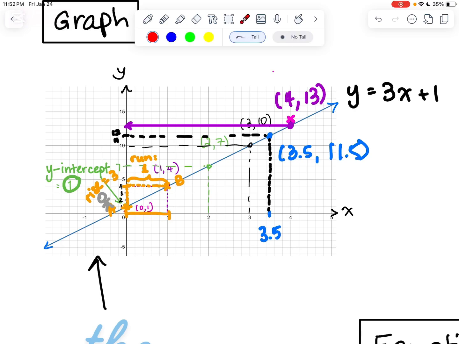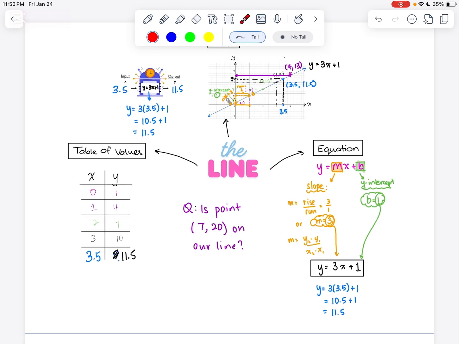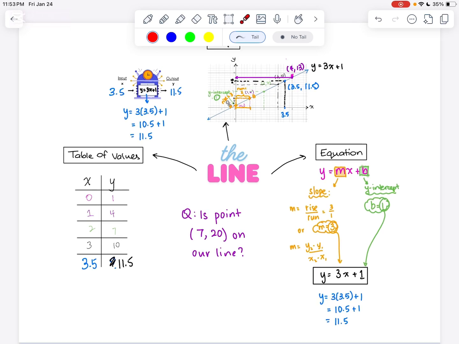What happens if the point in question isn't found on my graph? So what happens if I change this now to is the point (7, 20) on our line? How are we going to figure that out? So if you've been following up until now, I would challenge you to pause the video here and see if you can figure out which of these you could use to answer this question. And once you figured out which one to use, then think about how you could use that.